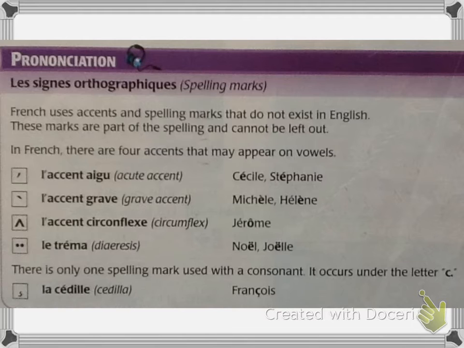Les signes orthographiques. French uses accents and spelling marks that do not exist in English. These marks are part of the spelling and cannot be left out. In French, there are 4 accents that may appear on vowels.